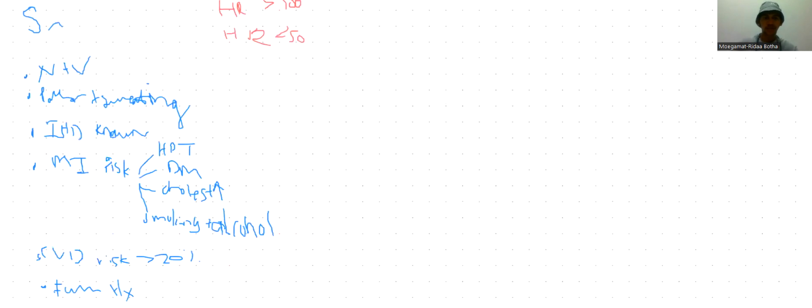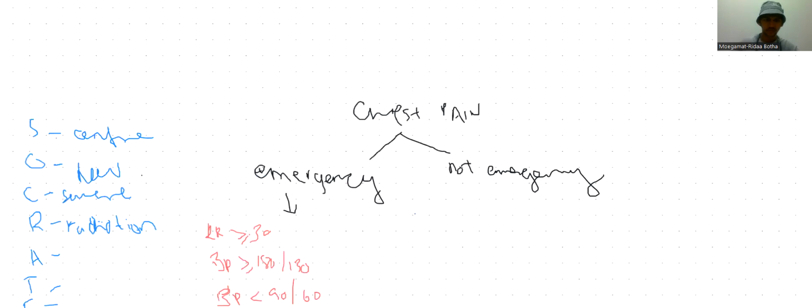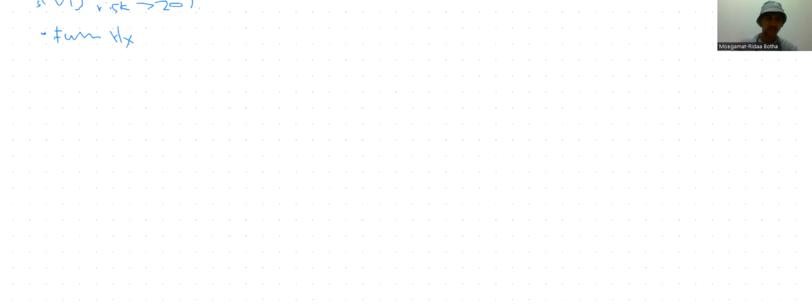Associated symptoms: nausea and vomiting, pallor and sweating. Known ischemic heart disease, with risk factors such as hypertension, diabetes, cholesterol, again alcohol, has a CVD risk of more than 20%, and also a family history. Okay, so now we know this chest pain is definitely an emergency. So the first thing we do in an emergency setting is an ECG.